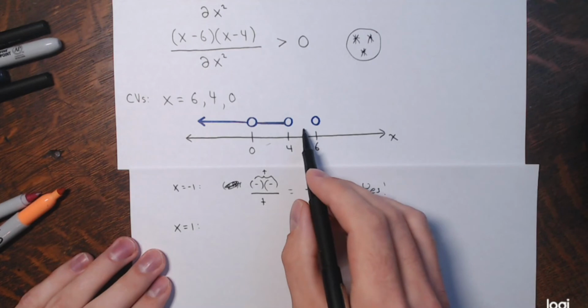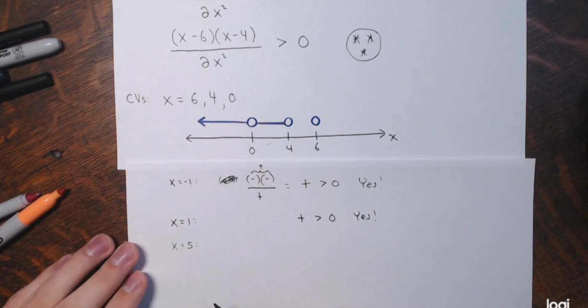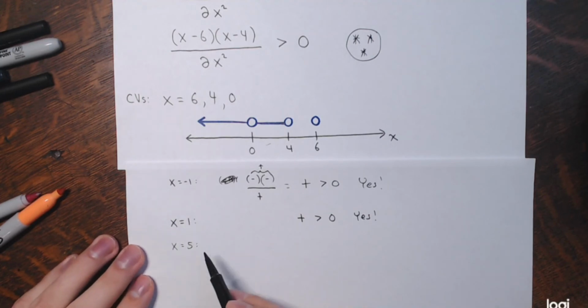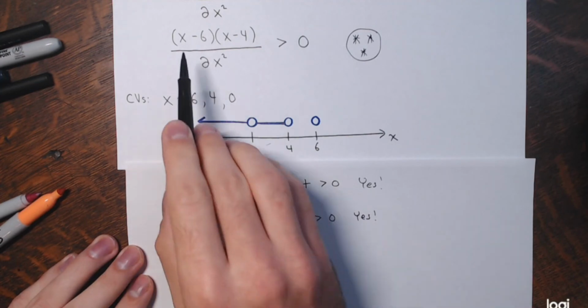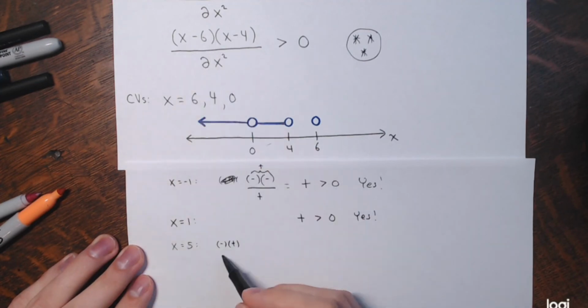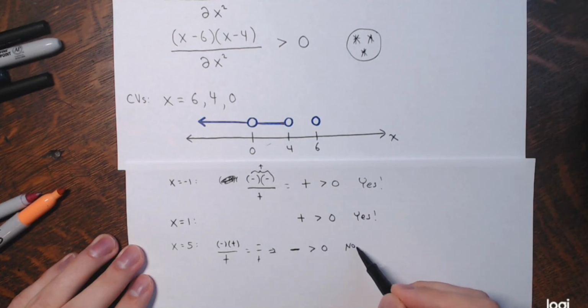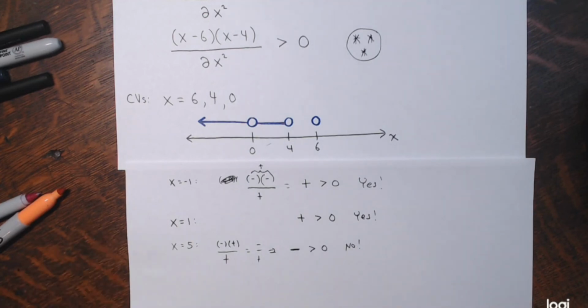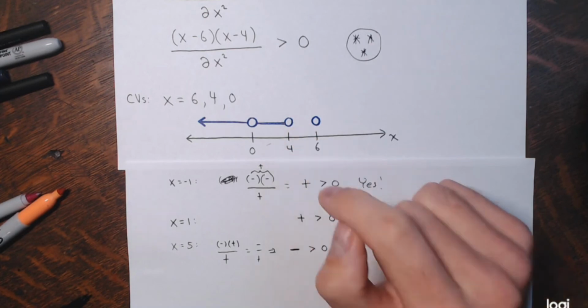How about between 4 and 6? Well, an easy number to pick in there would be 5. Now, if x were 5, you would have a negative factor times a positive factor in the numerator, right? And again, the denominator is always positive. This is a negative divided by a positive, which is a negative number. You have a negative number on the left is greater than 0. That's not true. Right? A negative number is not greater than 0. So this interval between 4 and 6 doesn't have solutions. I'm going to leave it blank.